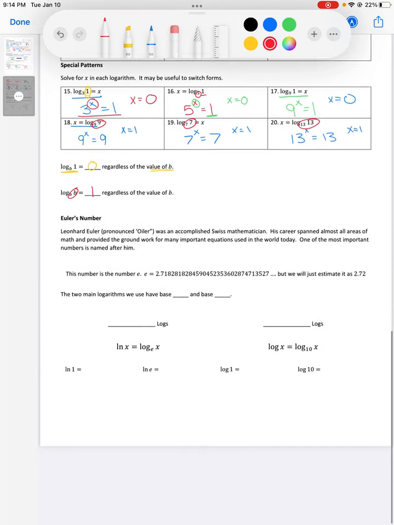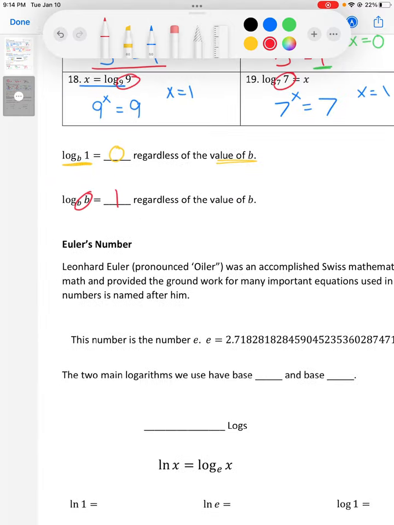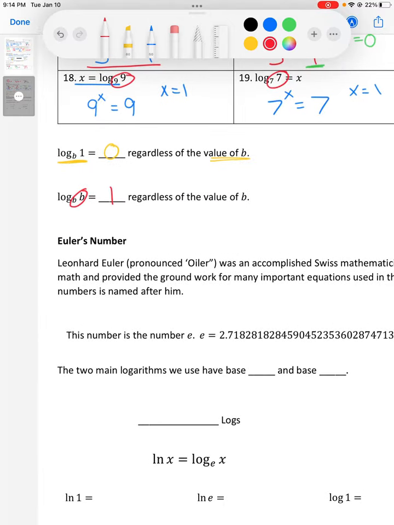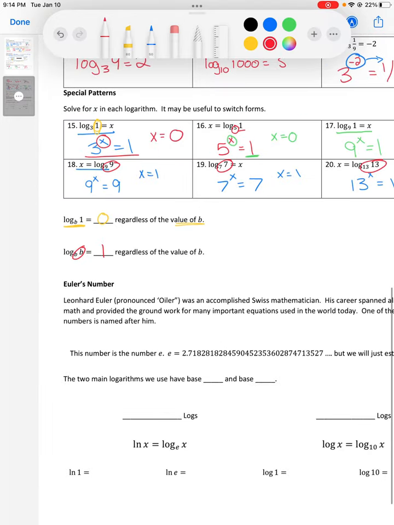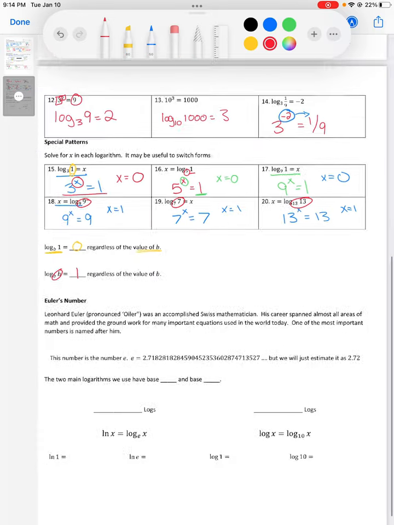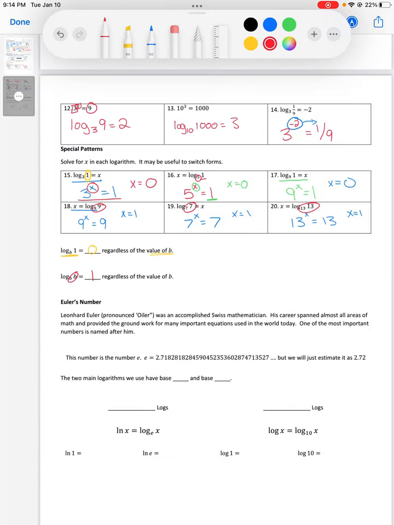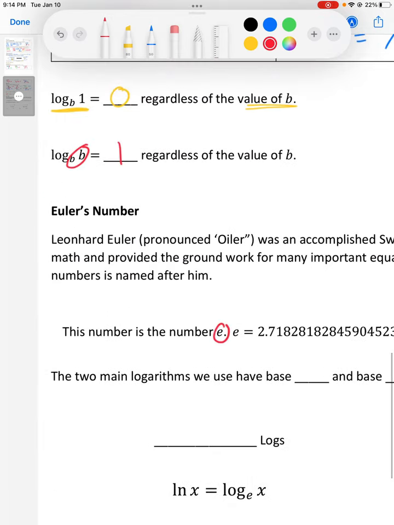Now the last thing is there's some special types of logarithms. So Leonhard Euler, it's pronounced Euler, was an accomplished Swiss mathematician. His career spanned almost all areas of math and provided the groundwork for many important equations used in the world today. One of the most important numbers is named after him. So the number is e.